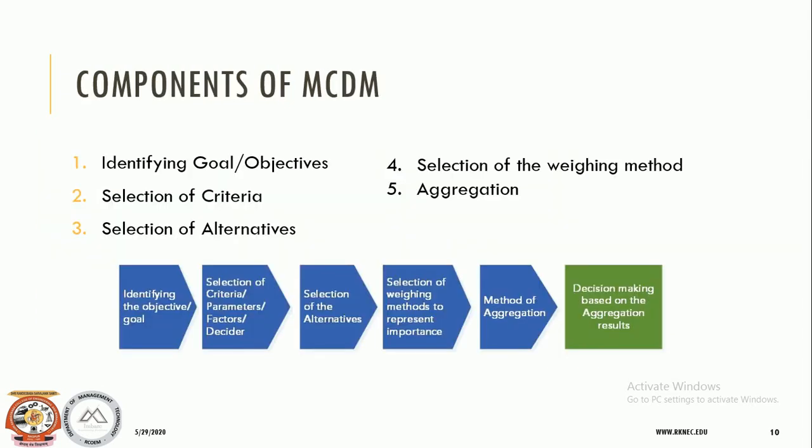So components of MCDM, what basic things are there in MCDM? First is identifying the goal or objective. We need to identify what goal we are going to set. We need to identify the selection criteria. Then we need to identify the alternatives, which alternatives we are going to consider. Then we need to assign some weight to the respective criteria, meaning which criteria should have the highest value.